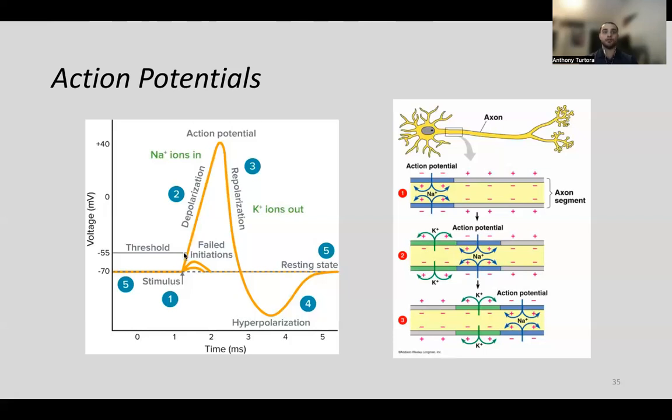So let's say that we do reach this -50 millivolts of the plasma membrane voltage, then depolarization will occur. So when that happens, sodium channels are open. Sodium flows down its concentration gradient into the cell. This occurs until the membrane potential is about +35 millivolts.